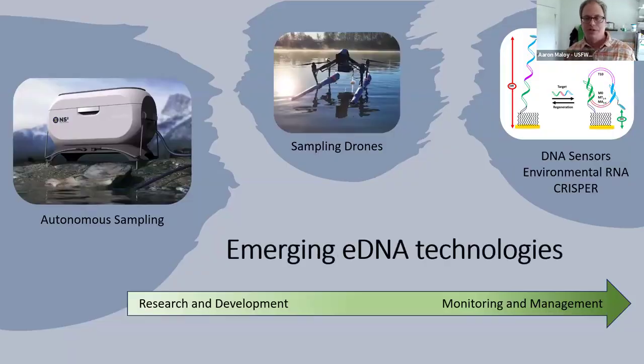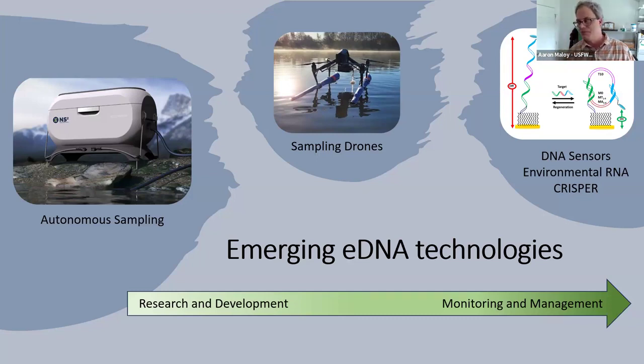Speak a little bit about emerging eDNA technologies. So there's a lot of buzz about eDNA. There's a lot of development and research done on eDNA, and sometimes eDNA seems like this magical thing that can do everything. And it's pretty exciting what it can do. And there's, like I said, tons of innovation. Some of that innovation is in autonomous sampling and using drones. Some of that innovation is taking place in the labs with eDNA sensors or RNA or CRISPR or those molecular-based advancements.